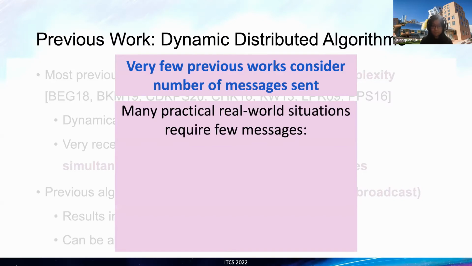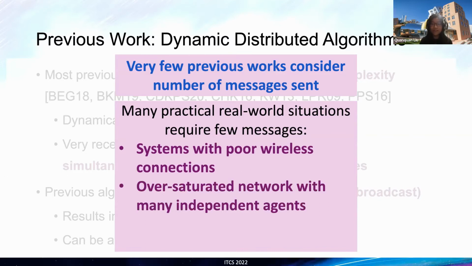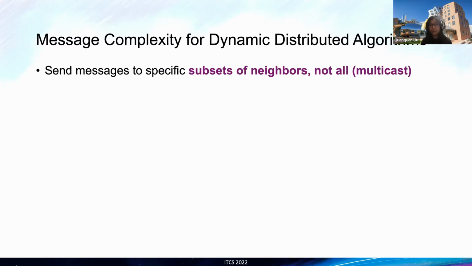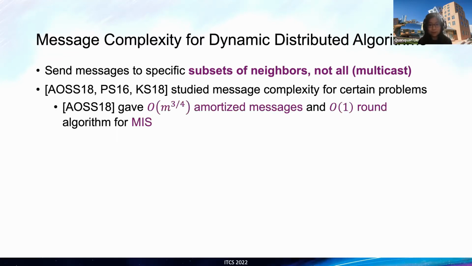There are many practical real-world situations where few messages may be required. Some examples include systems with poor wireless connections, an oversaturated network where many independent agents are on the same network, or a mobile data network in a poorly connected area. Our work focuses on using multicasts for nodes to send messages to specific subsets of their neighbors, not all of their neighbors. A few works have studied message complexity for certain problems.